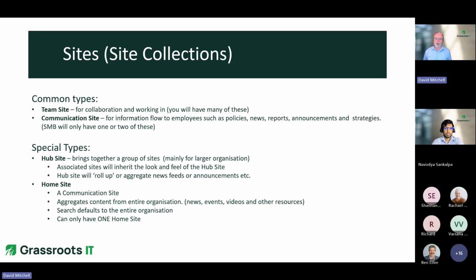The last special type is called a home type. This is actually just a communication site, like one of the common sites, but it just has a special tag on it. You can only have one in your organization. Essentially, it is probably going to be your landing page in a small and medium-sized enterprise. It does things like default search to the entire organization. It, again, aggregates content from the entire organization. And that's what you can have automatically open in one of your browsers, if you like. And then you can link to the rest of your organization like that.